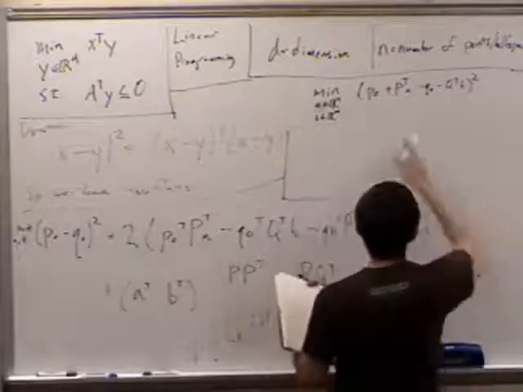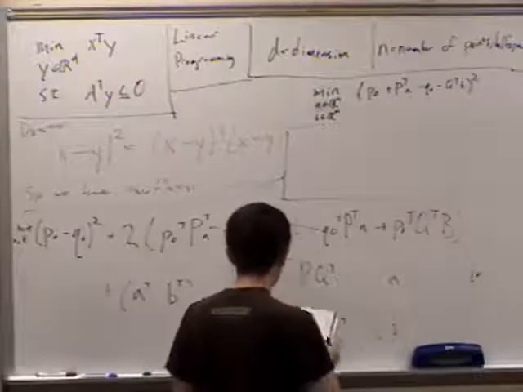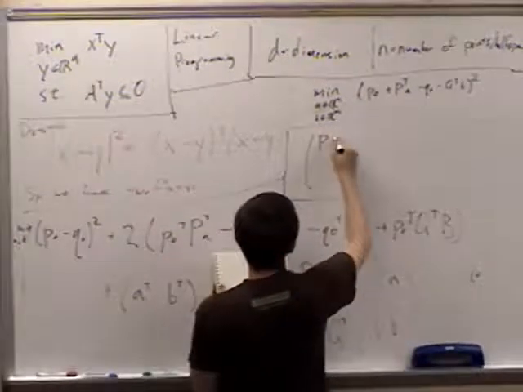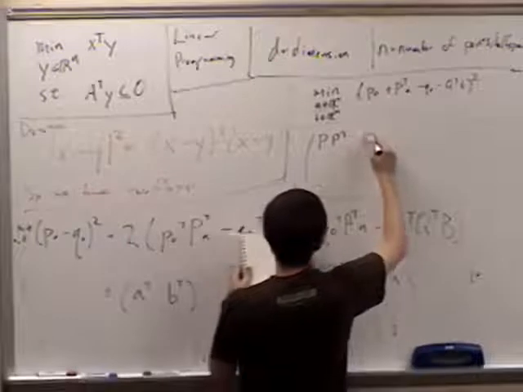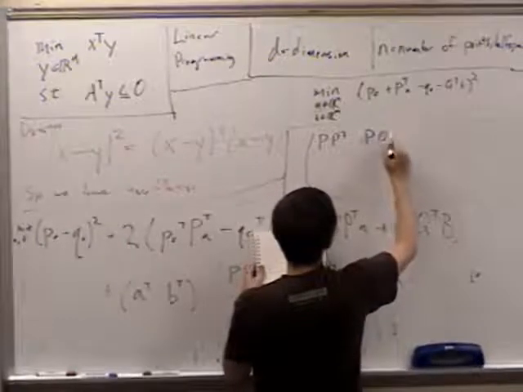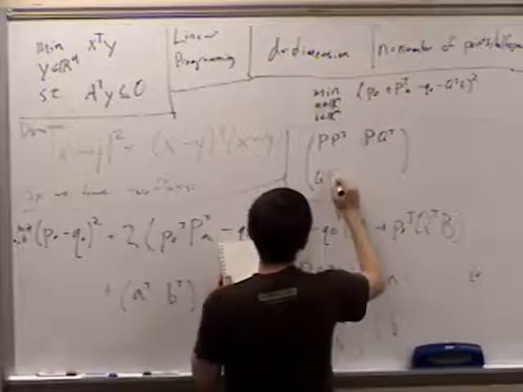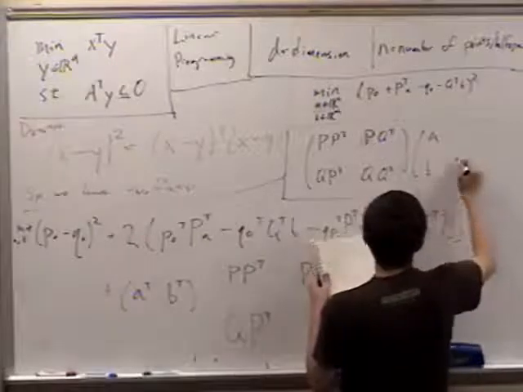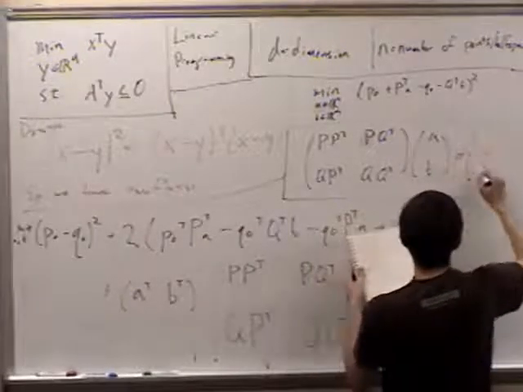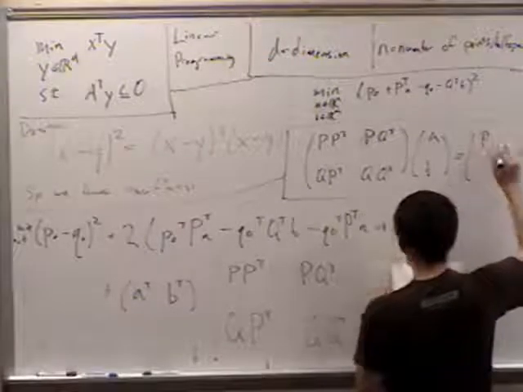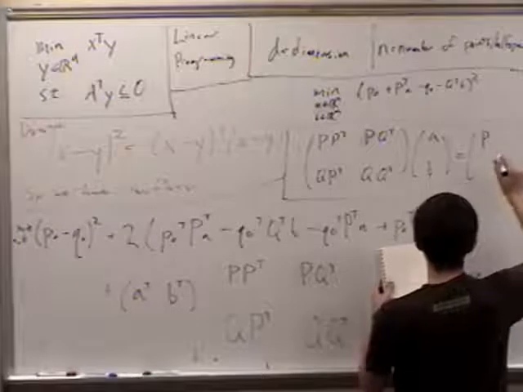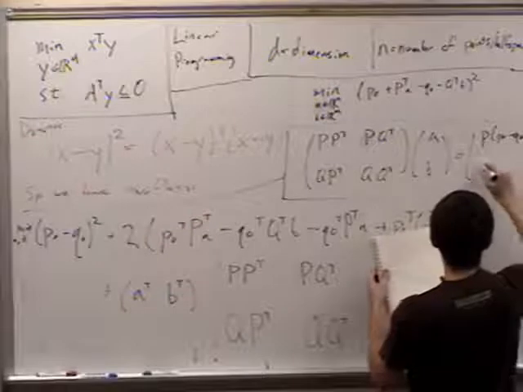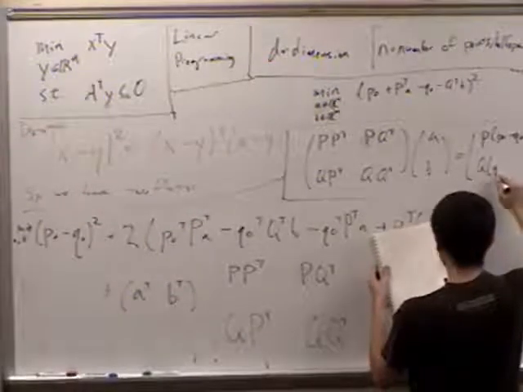So the final system, which is equivalent to minimizing this, actually turns out to be something quite pedestrian at the end of the day. We just want to solve a single linear system: P transpose P, P transpose Q, Q transpose P, Q transpose Q, times A B, equals this right-hand side vector. I think it's P times (P naught minus Q naught), and Q times (Q naught minus P naught).